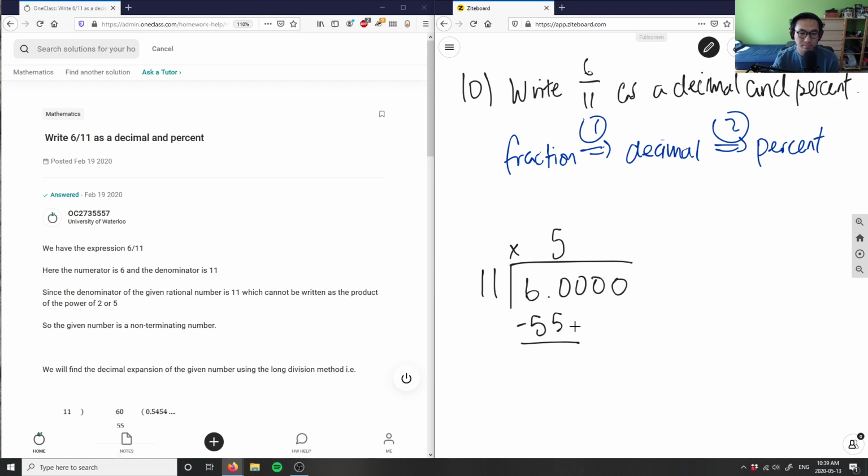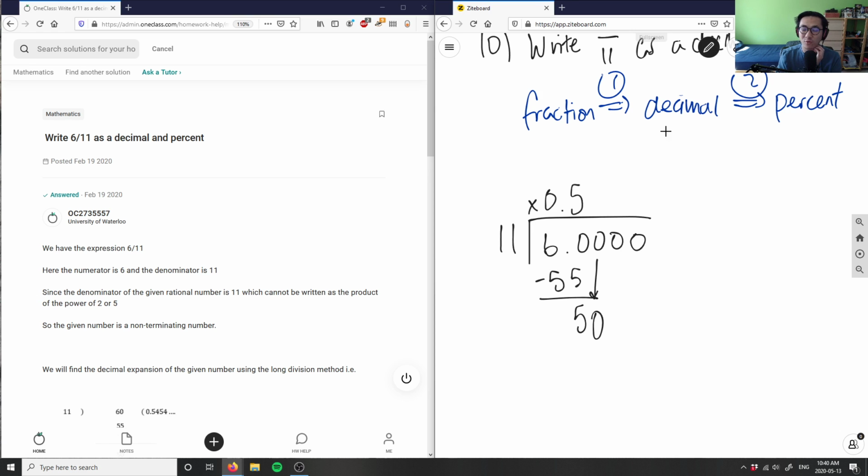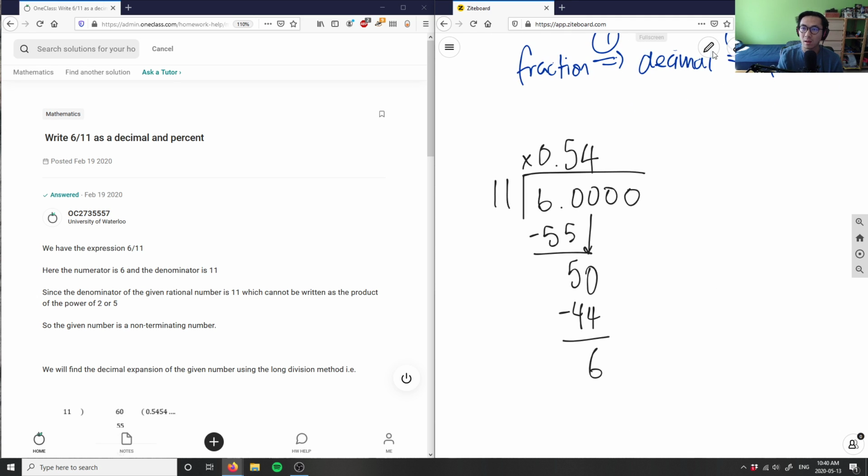And then, again, I have my decimal here. This is my decimal, and you can write a 0 here as well. So 60 minus 55 is 5. Bring down the 0, so 50. What is closest to 50? Well, 11 times 4 is 44, which is closest to 50 without going over. Minus that would give me 6 again, and then I bring down the 0.